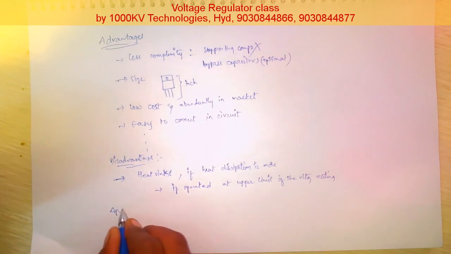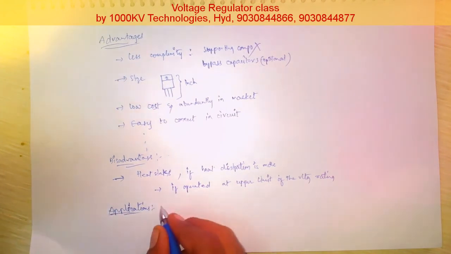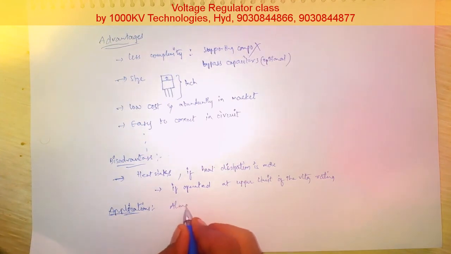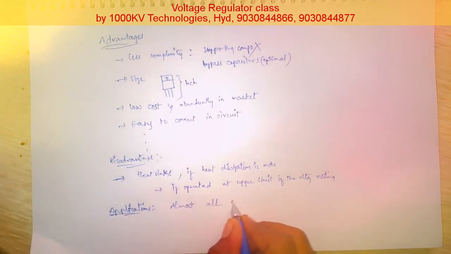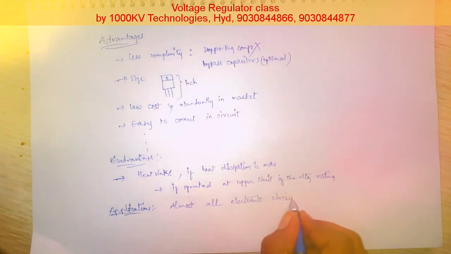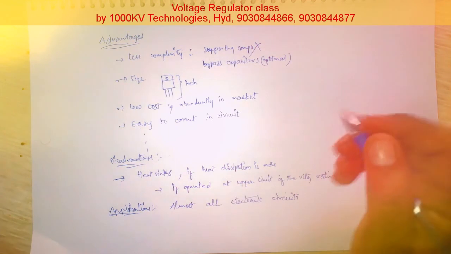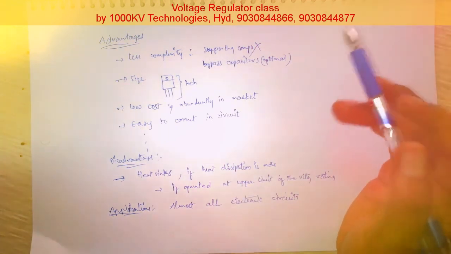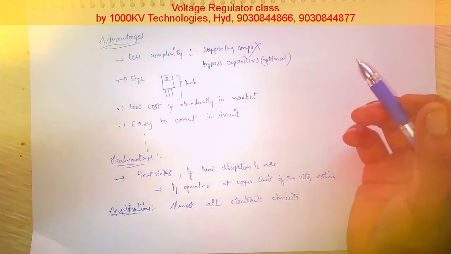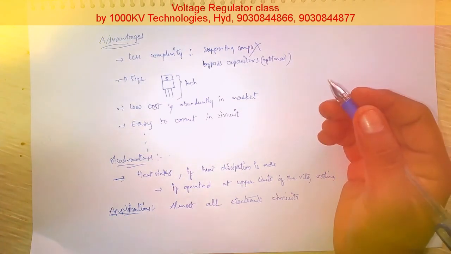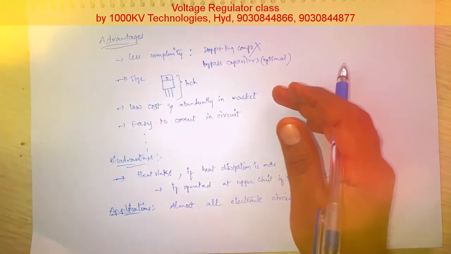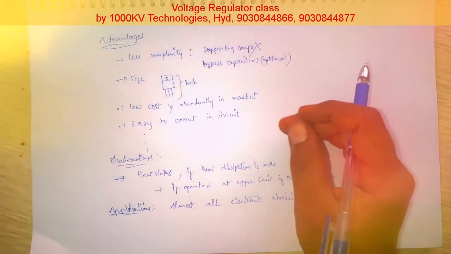And coming to applications, generally it is found in almost all electronic circuits, since the circuit has to get regulated voltage. And this is about the voltage regulators, positive voltage regulators, negative voltage regulators.